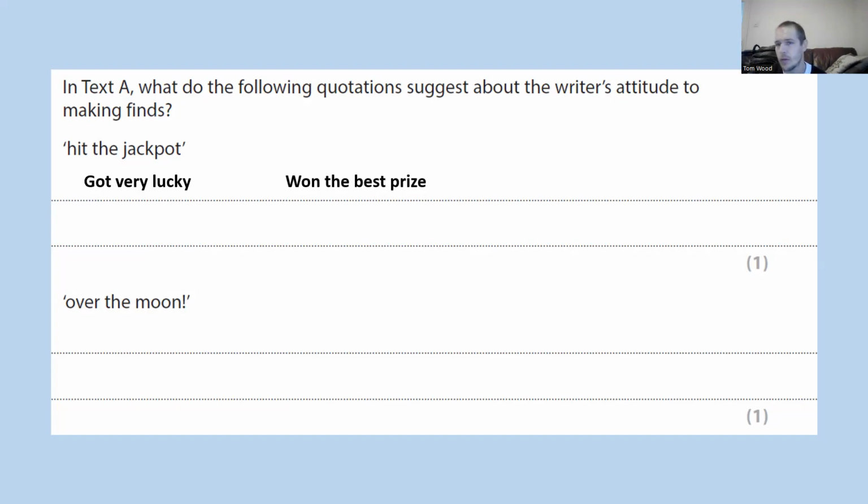Over the moon as well, you can see there it is. It's an idiom. It's gone so far now, it's a cliche. It is also an exclamation in this case. But if you're over the moon, then you're very happy. You're ecstatic. You're very excited. Something to this effect.